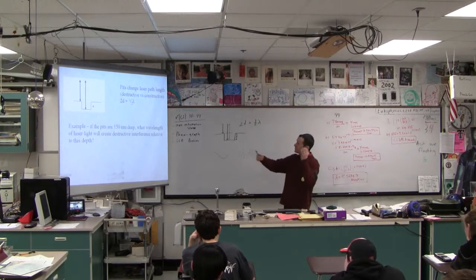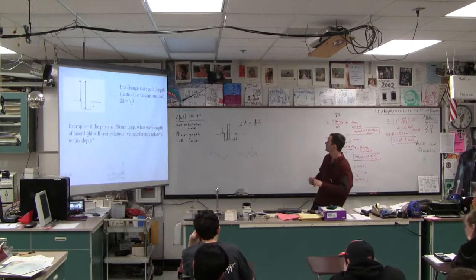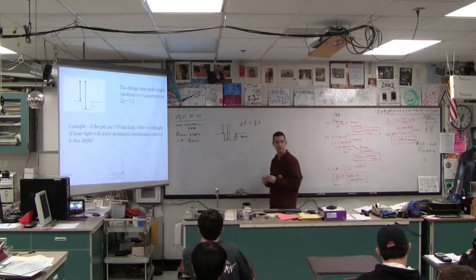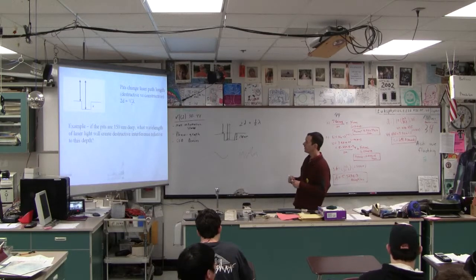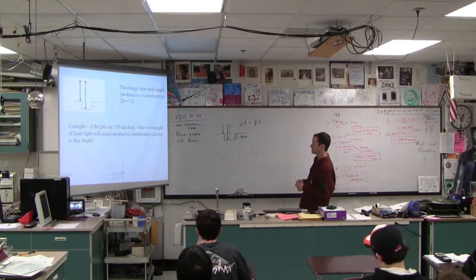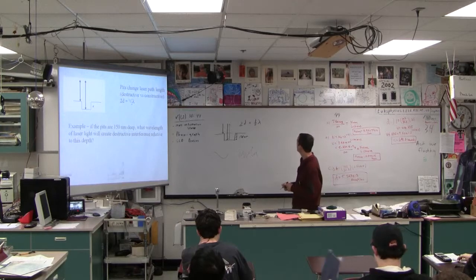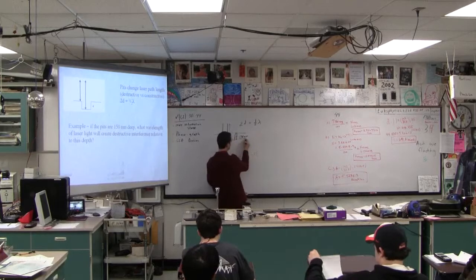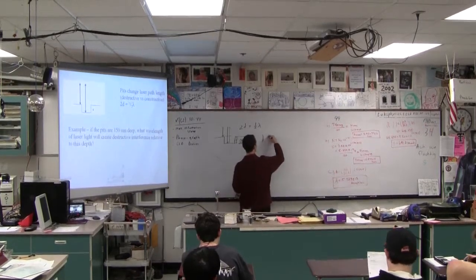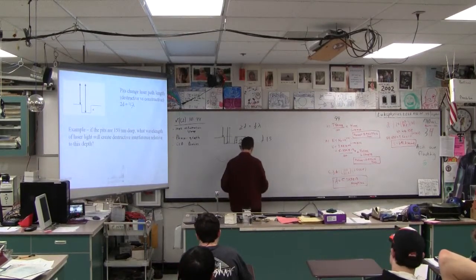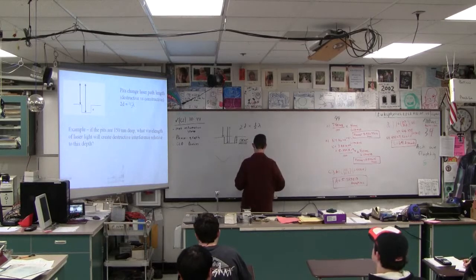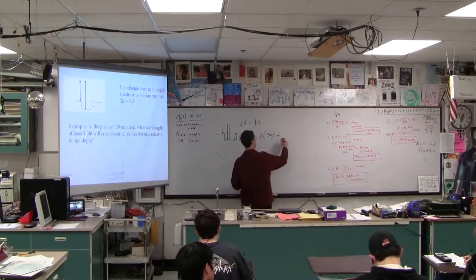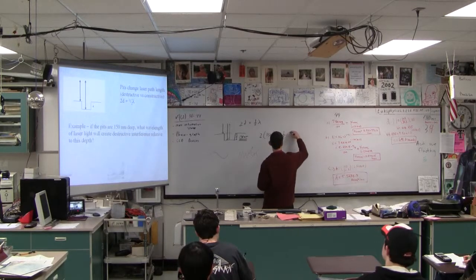So that's one of the examples on your sheet, on the note guide from last time. If the pits are 150 nanometers deep, what wavelength of laser light will create destructive interference relative to this depth? Well, if 2D is half the wavelength, and that's D, then twice 150, and this is not exactly rocket surgery, okay?